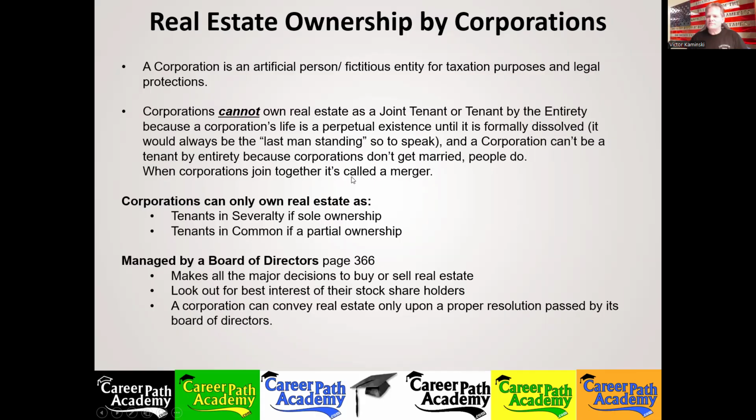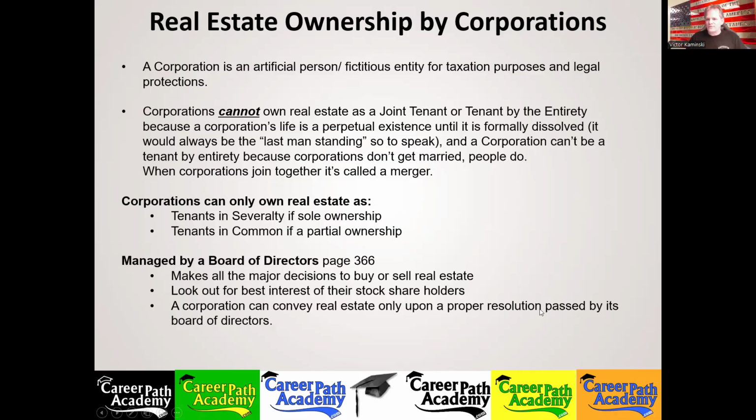When corporations join, it's a merger. When they break up, they dissolve. Corporations can only own real estate as tenants in severalty if sole ownership, or tenants in common if there's a partial ownership. Now, who makes all the decisions in a corporation to buy and sell real estate? Well, the board of directors. Anytime there's a major decision in corporations, it's not just the president or CEO that makes those decisions on their own. They have to run it by the board of directors.